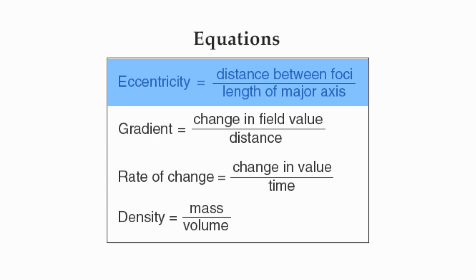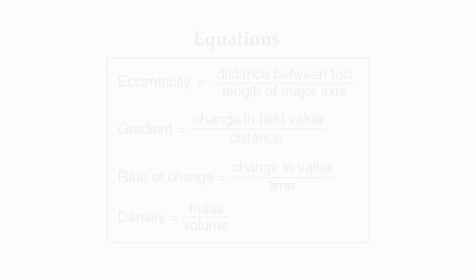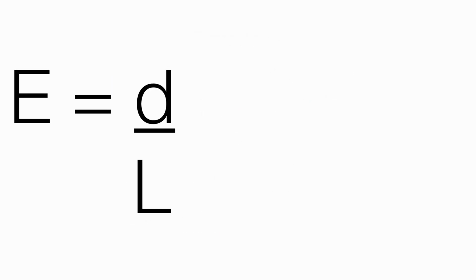Now most of the time you're going to measure a planet's eccentricity around the sun. So you're going to measure the distance between the focal points inside the ellipse, and you divide it by the length of the major axis. So it's very important for you to set up your equation properly. And it's going to look a little something like this: E equals d over L.